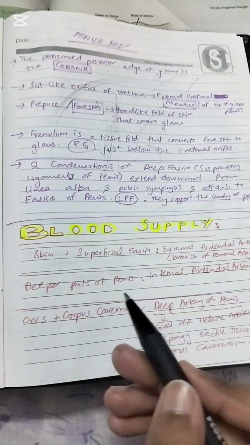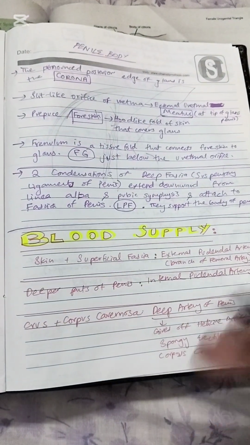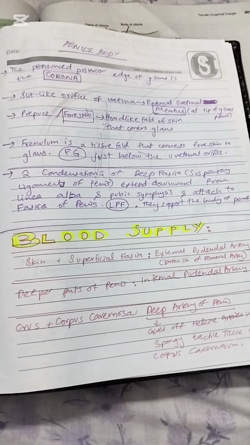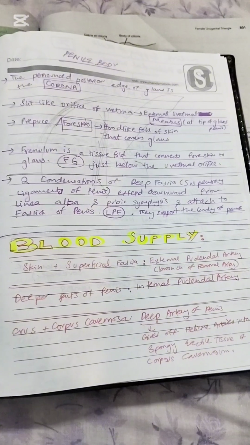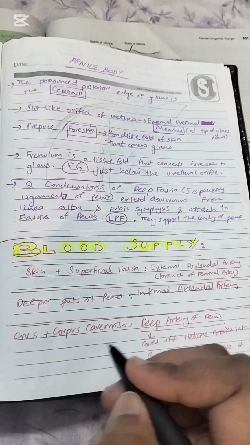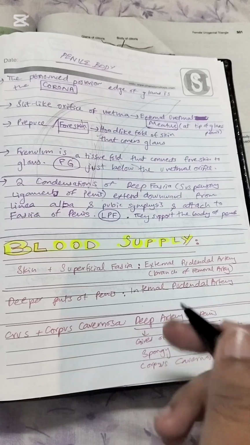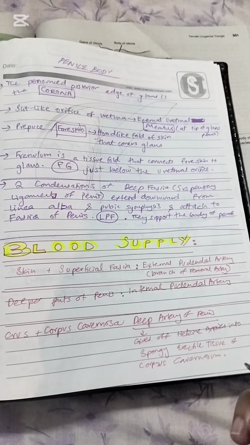Now let's talk about the blood supply of the penis. So first of all, the skin and superficial fascia of the penis are supplied by what? The external pudendal artery, which is a branch of the femoral artery. Now let's talk about some deeper parts. Some deeper parts of the penis are supplied by the internal pudendal artery. The corpus cavernosum and crus are supplied by the deep artery of the penis, which also gives off the helicine arteries into the spongy erectile tissue of the corpus cavernosum.